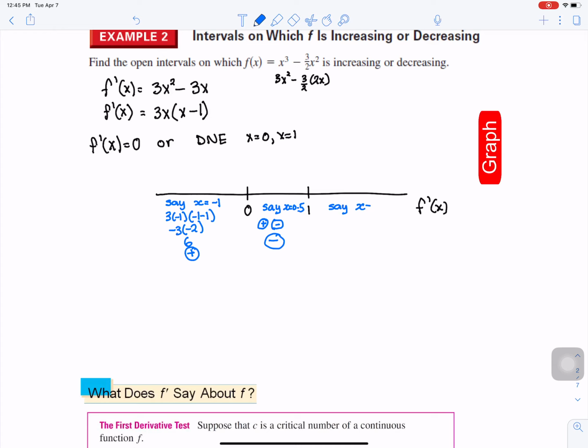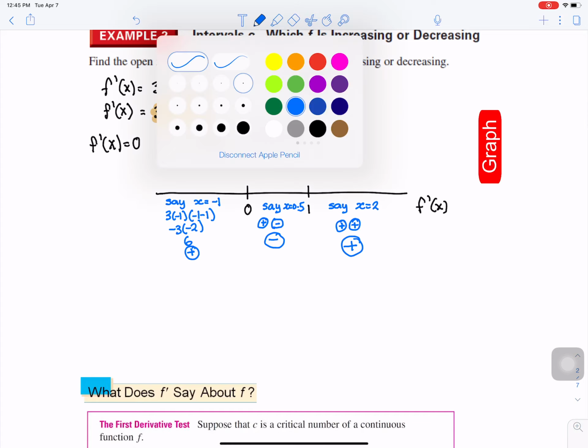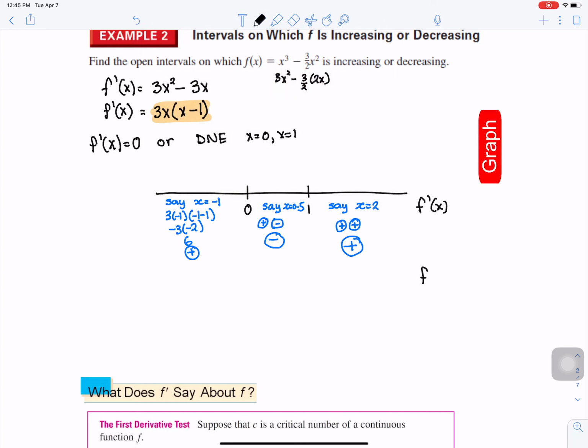When x is equal to 2, just remember I'm subbing it into this simplified function. 3 times 2 is 6, which is positive. 2 minus 1 is 1, which is positive, so my overall result is positive. Now I'm going to make a conclusion about what that tells me about the original function. Positive derivative means original function is increasing. Derivative being negative means that the original function is decreasing.